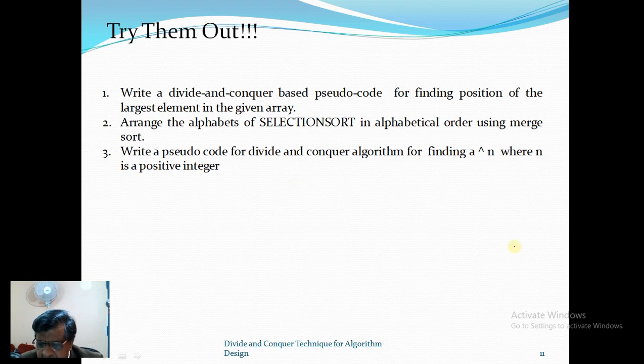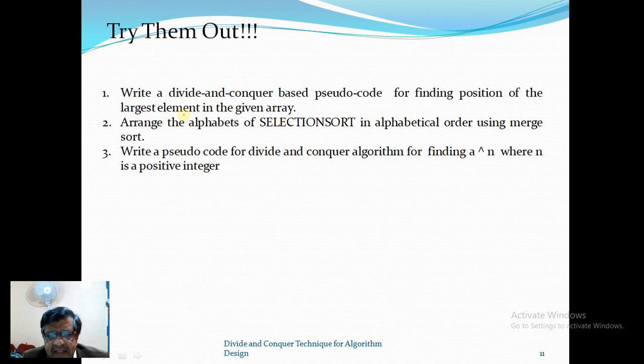And there are some problems given here, and our esteemed listeners, I will definitely try to solve this. Anyway, I will try to give the clue also. Write a divide and conquer based pseudocode for finding the position of the largest element in the given array. I won't write the complete answer. You can fill it up, but I will try to give you some kind of a clue.